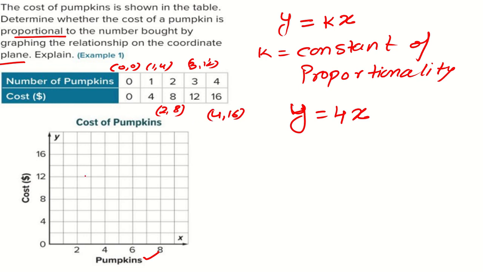Now you can see we can plot all these on the coordinate plane, and you know the first value is of x, so 0, 0 is this point, then 1, 4 will be this point, then 2, 8 will be here, 3, 12 here, and then 4, 16 here. Okay, now you can see it can be joined with a straight line passing through the origin. Okay, so it is passing through the origin, so it is representing a proportional relation.